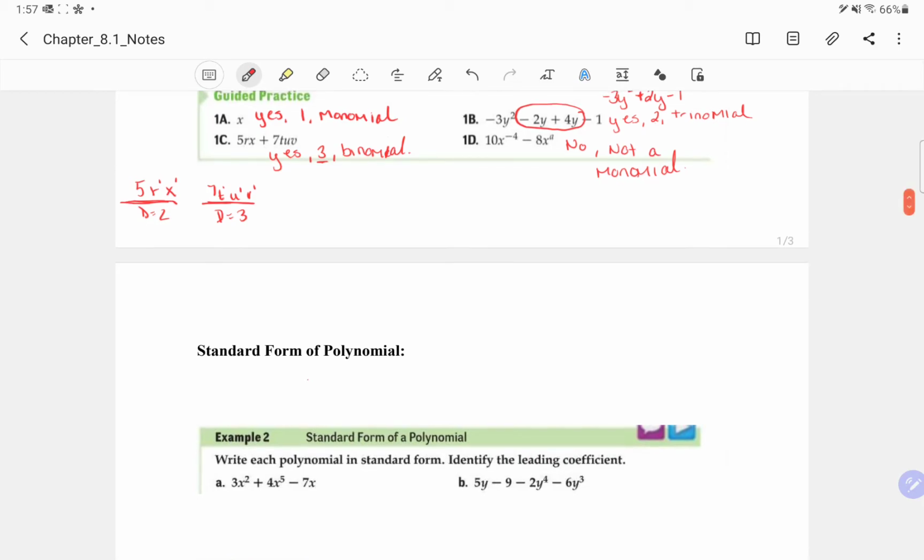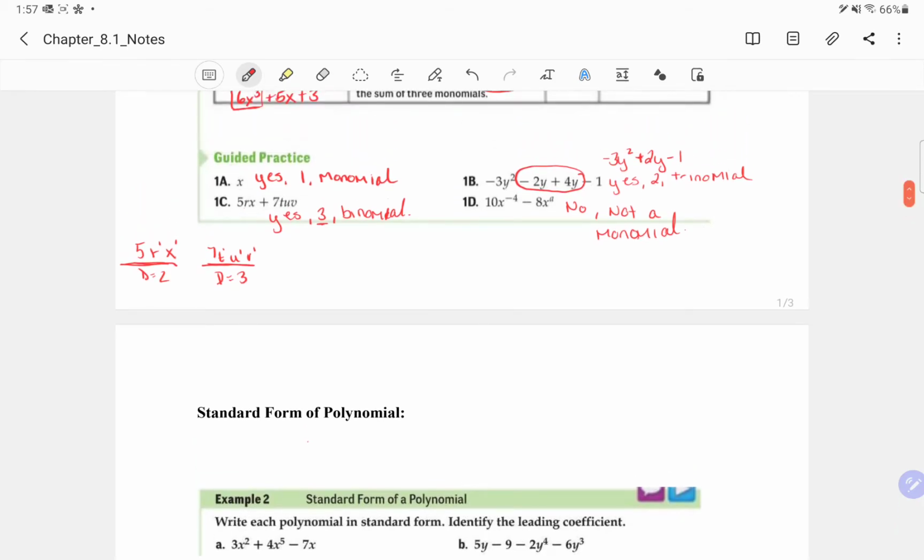And then it has 2 portions, so it's a binomial. And then this one is not a polynomial because of this here. This is 10 over x to the 4th, which is not a monomial, so it's not a polynomial. Okay?